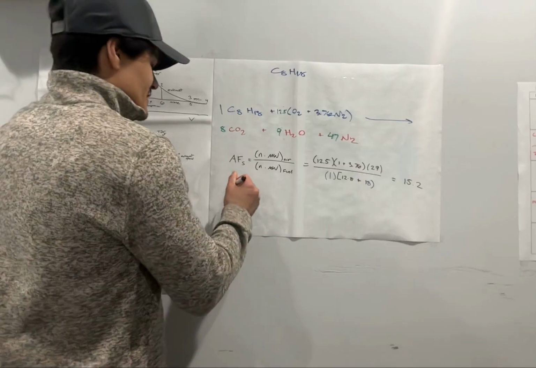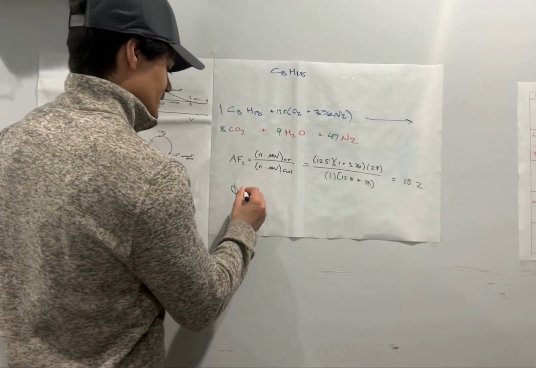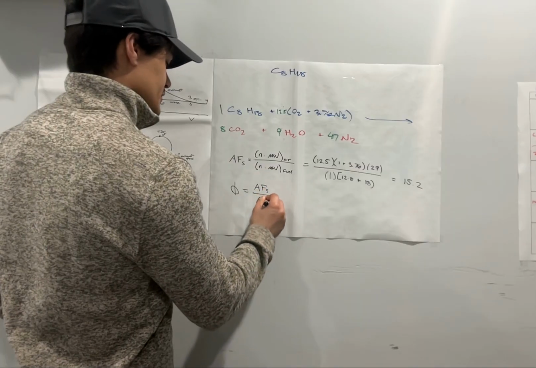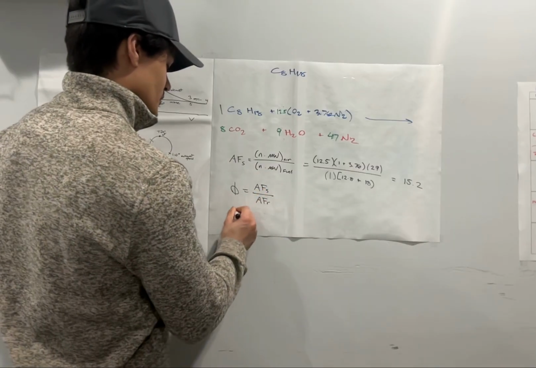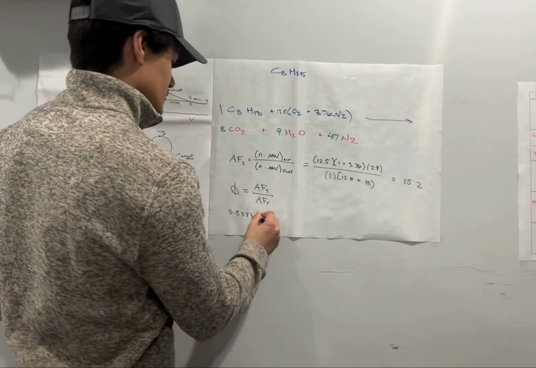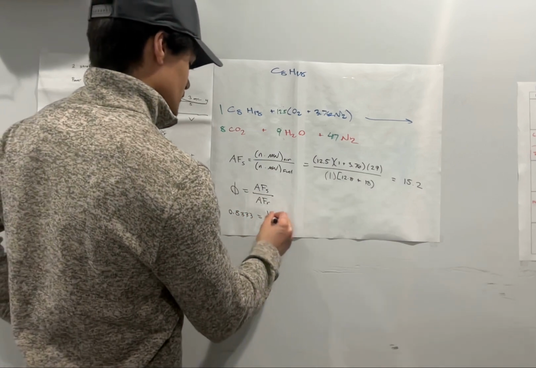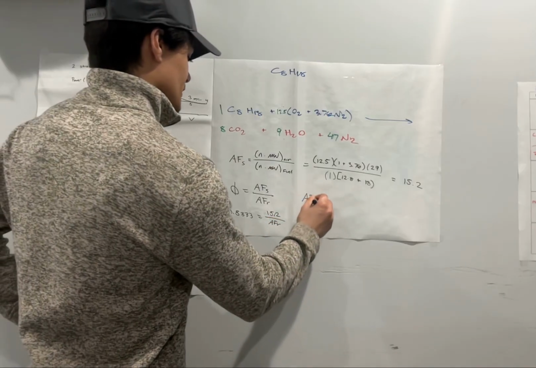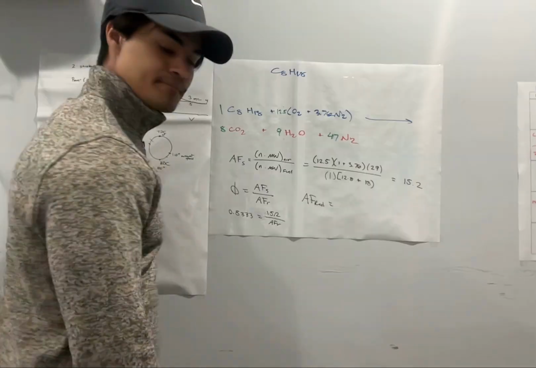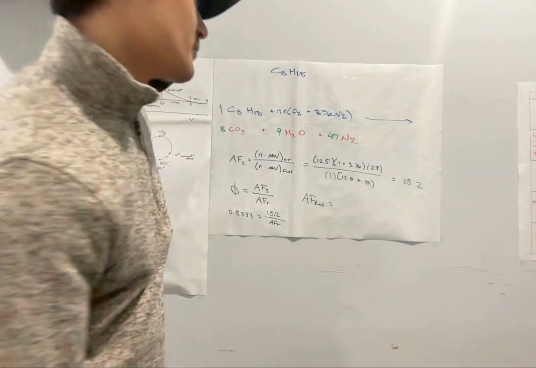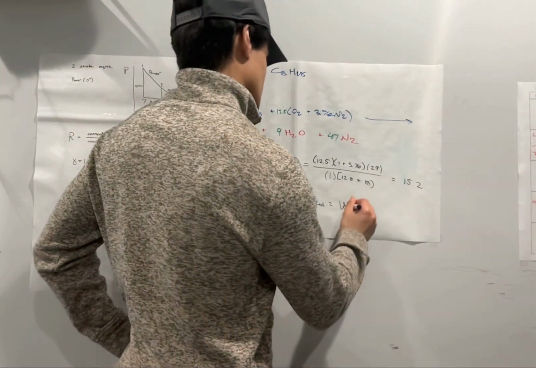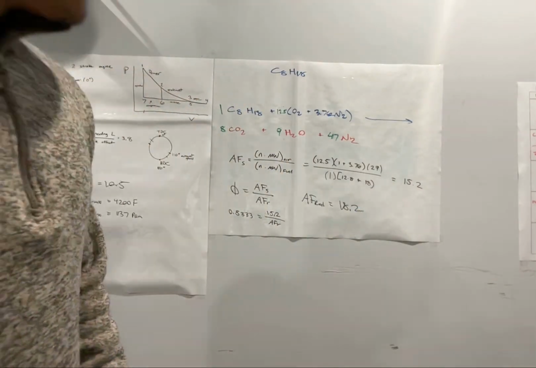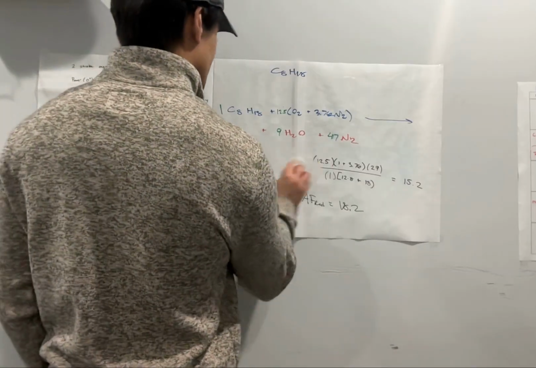And since we know the stoichiometric case, AFS over AF real, this is 0.8333 equals 15.2 over AF real. AF real is going to be 18.2 roughly. So that's how you solve that.